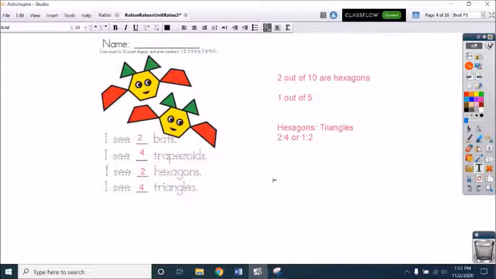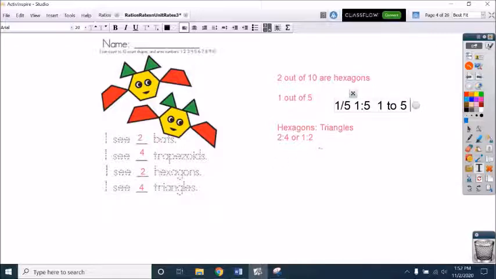So here are some examples with my shapes. So there are 2 bats, 4 trapezoids, 2 hexagons. So we can say there are 2 out of 10 are hexagons. Where we get that is there are 10 total shapes here. 2 of those are hexagons out of the 10, and that would simplify to be 1 out of 5. Another way we could write it is 1/5 or 1:5. Or we could say 1 to 5.